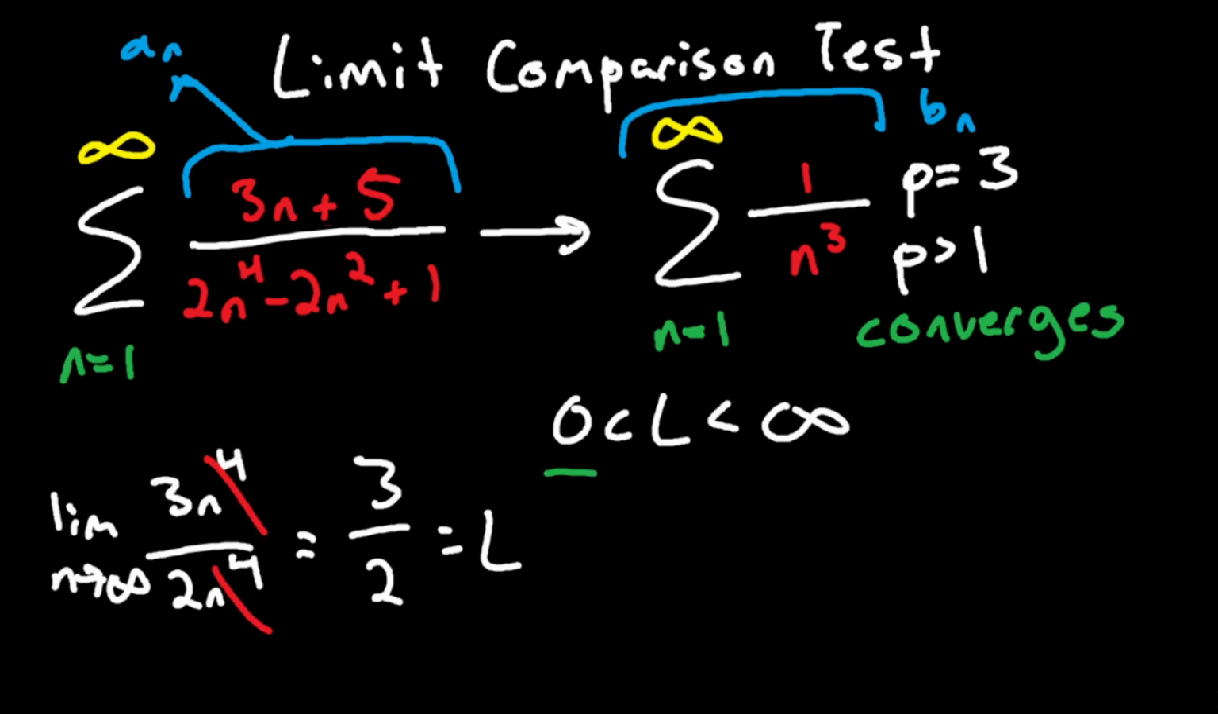And since we meet the condition that L is between 0 and infinity, that means both series, A of n and B of n, converge and diverge together. So since B of n converges, then A of n also converges.